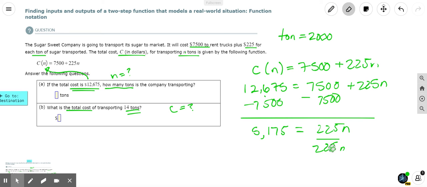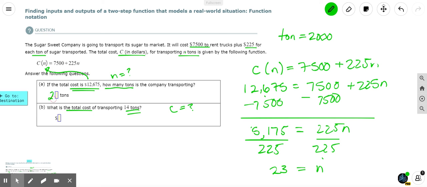Sorry, that's not what it looks like. That looks like an 8. It's 225 and an N. Notice I did not do one long line, guys. So 5175 divided by 225. Where's the clear? Oh, there's the clear. Okay, 5175 divided by 225, and that is 23. So N is equal to 23. So the answer is 23 tons.